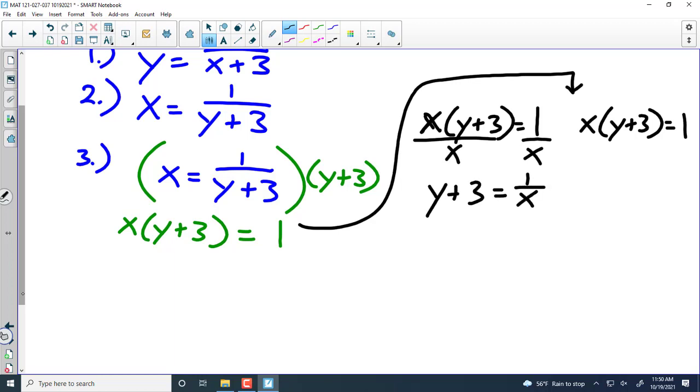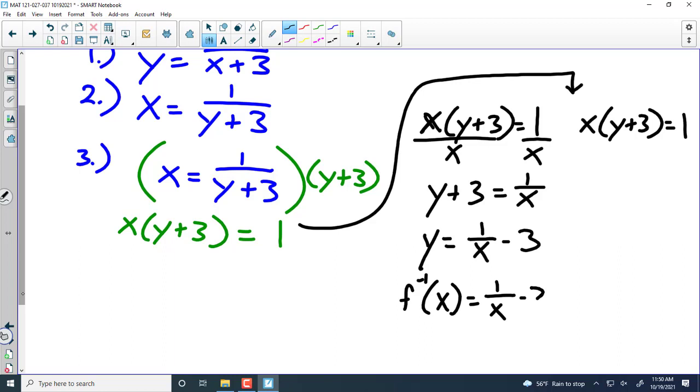Now what? Move the 3. Very good. Subtract 3. That means the inverse of x equals 1 over x minus 3. How was that?